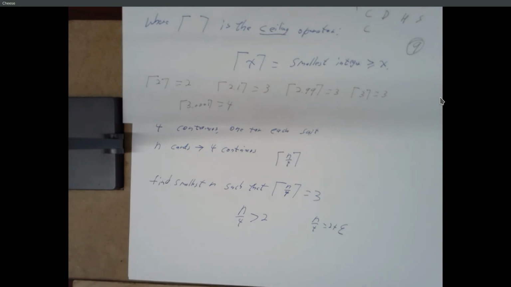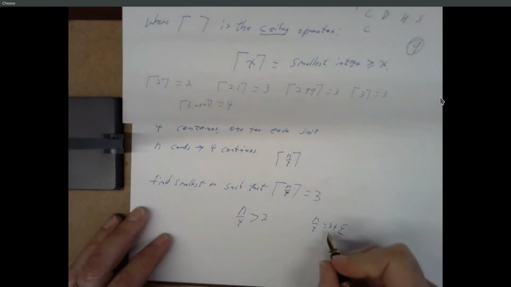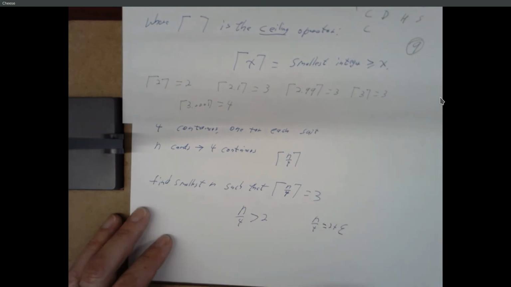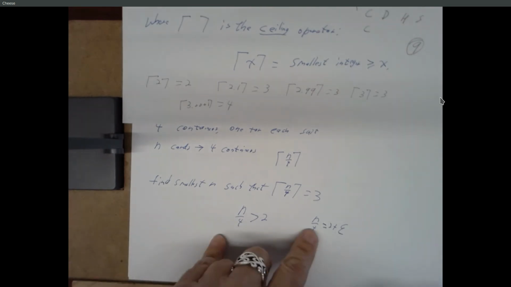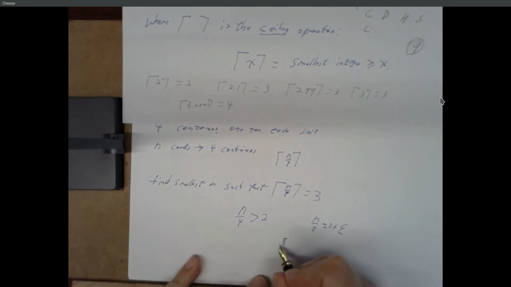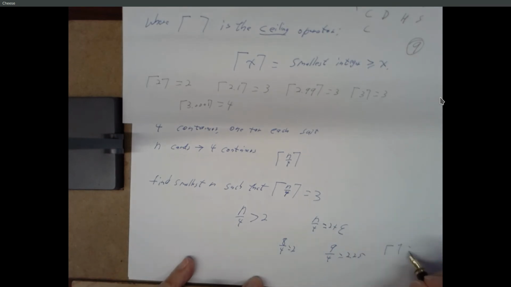Now I've done it. I've done an epsilon and a delta in the same lecture. If we can make n over 4 equal to 2 plus some small amount, that's our minimum value of n. So n smaller than 8 will be smaller than 2. n equals 8, 8 over 4 is just 2. 9 over 4 will be 2.25, and that's going to ceiling up to a 3. So 9 is our smallest number.